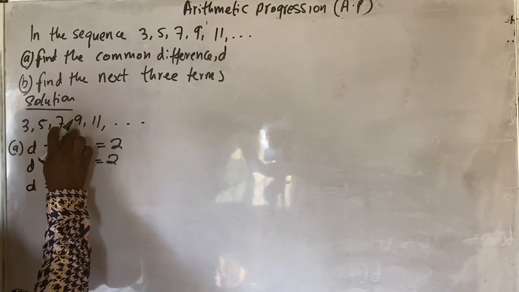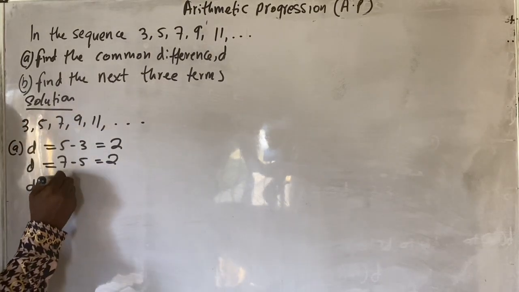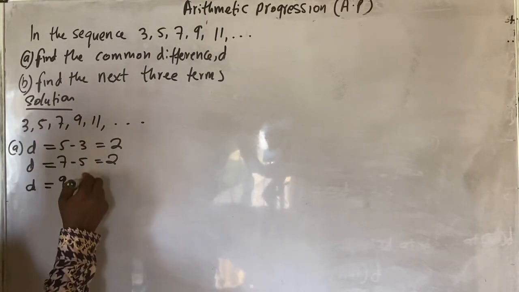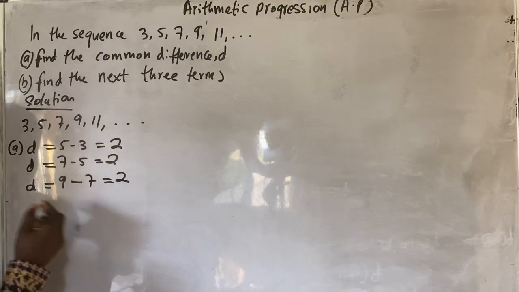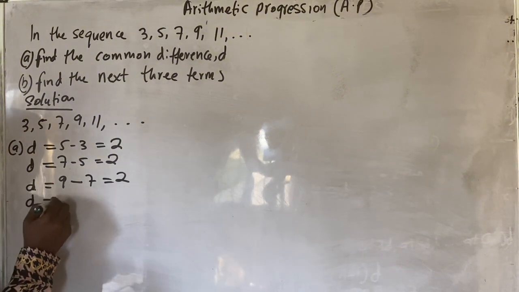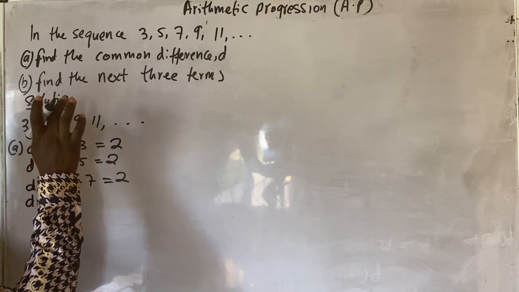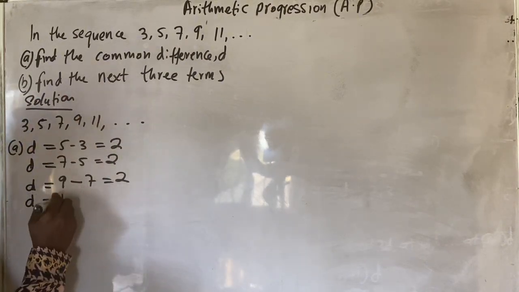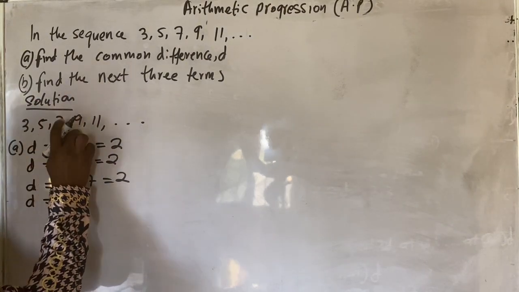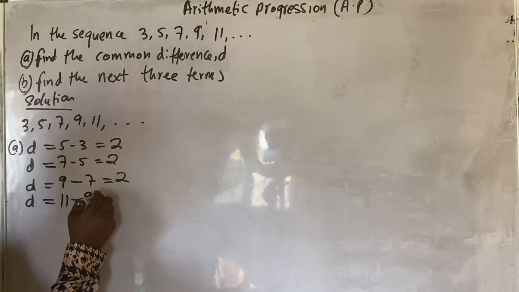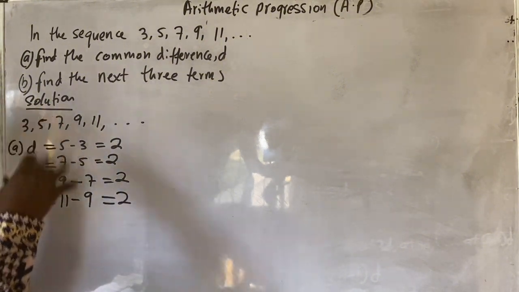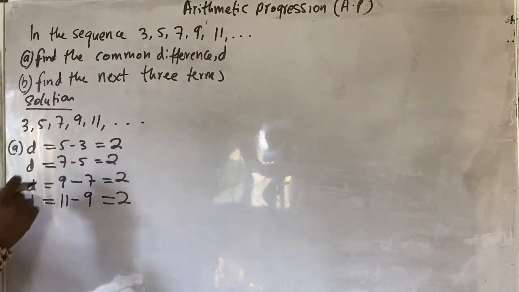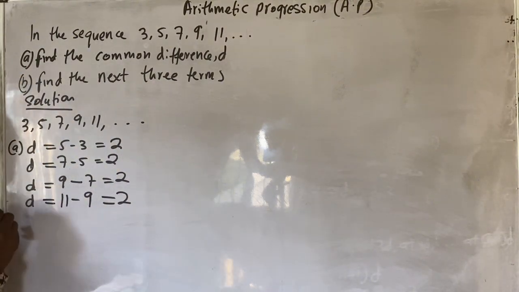Or our common difference can be given as the fourth term, 9, minus the third term, 7, and that is also 2. Or we can say that our common difference is equal to the fifth term, 11, minus the fourth term, 9, and that will give us 2. So whichever one you want, you can use any one. So let's continue with the question.